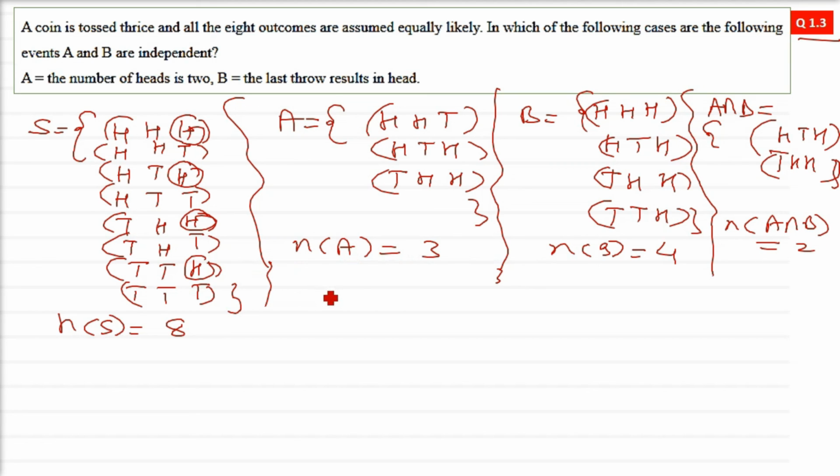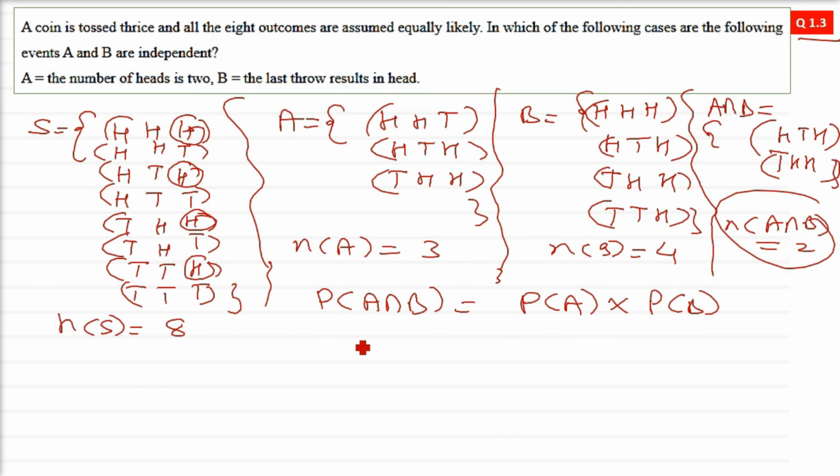Now probability. Probability is simply the number of favorable cases divided by total number of cases. So if we have PA intersection B equals PA into PB, we will say that these 2 events A and B are independent. Otherwise, they will be dependent. So PA intersection B, denominator of all these 3 will be 8 only, because the probability is favorable cases divided by total number of cases.